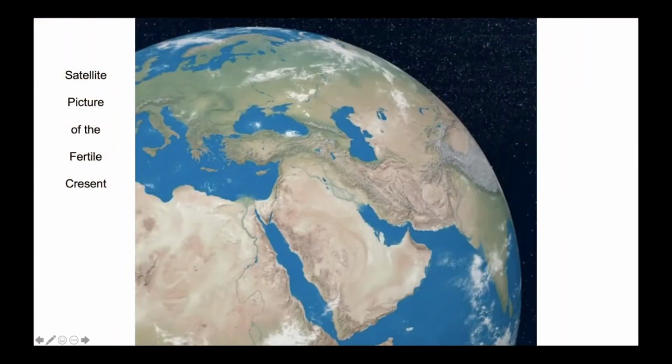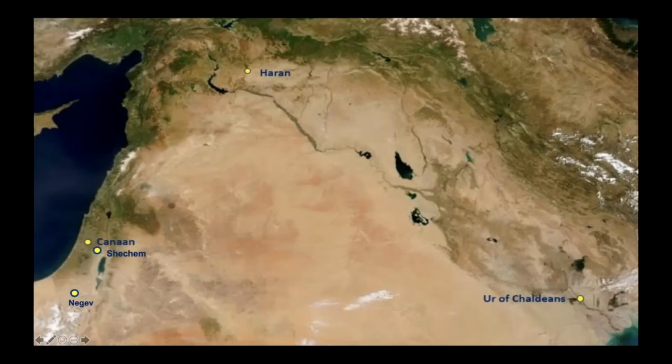We see here a satellite map of the Fertile Crescent. Here we see the Tigris and the Euphrates River, and here we see the Nile River. I'm going to zoom a little bit more. This is Ur of the Chaldeans, and this is the Persian Gulf. And these are the rivers.